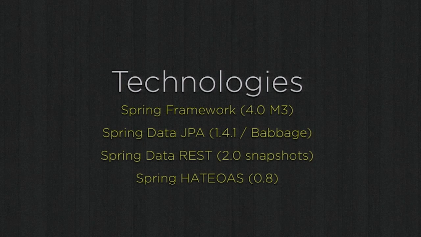So the current version, attention, I changed that code quite drastically sometimes, but the current implementation is using Spring Framework 4.0. I'm not sure they have it announced yet, but it's been out or in the repos for a week already. I've upgraded the Spring Data implementation to 1.4.1, which is the Babbage release, which we just announced today. And there's the Spring Data REST project I'll go into, and Spring HATEOAS in 0.8. So pretty much the latest versions.